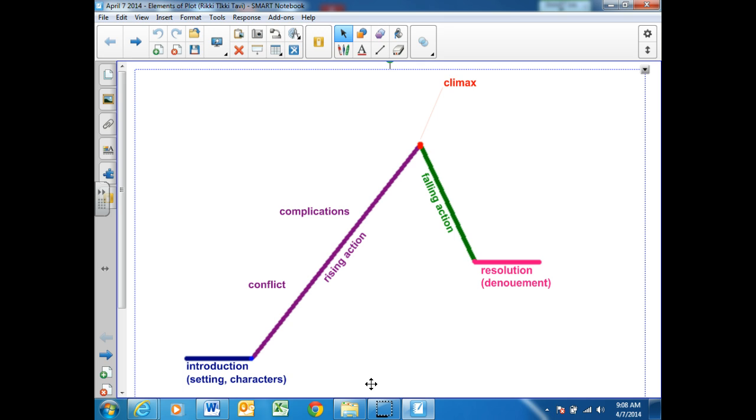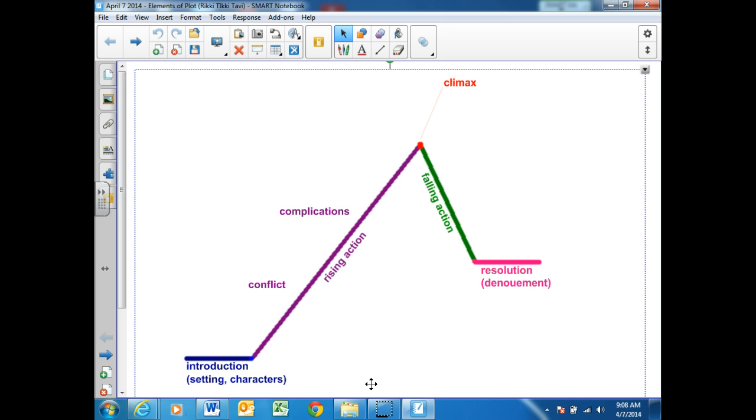That's the introduction of a story. That's usually what happens first. Then as we begin to rise towards the top there, we have what's called rising action. And in rising action is when we have things called the conflict. Like I said, I'm going to define these for you in a moment for your notes.